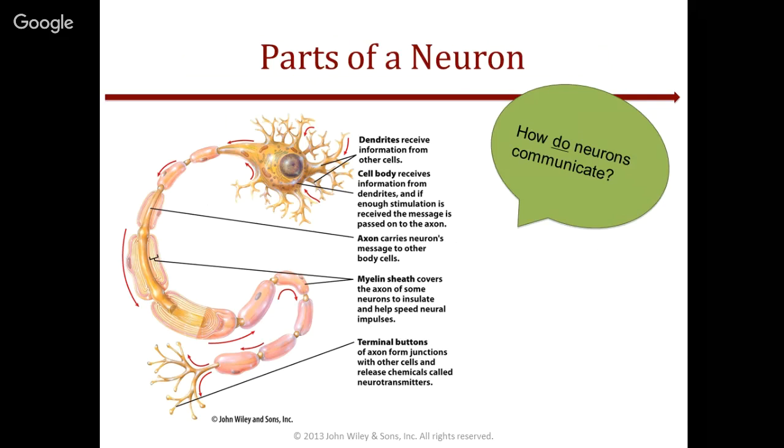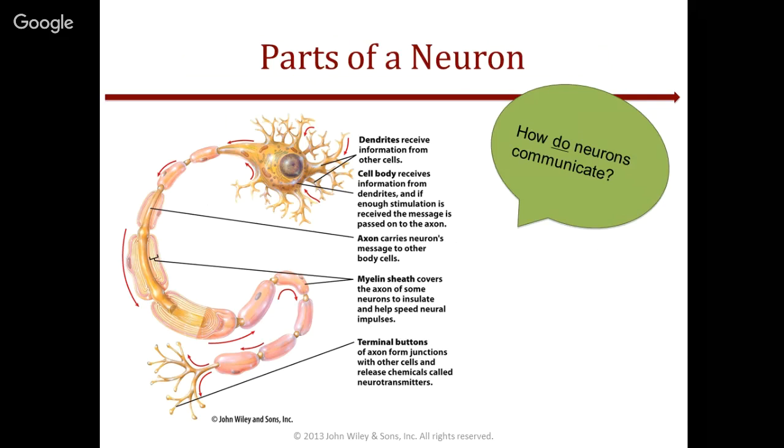You have your dendrites. Your dendrites receive the information from your other cell, while the actual cell body receives the information from the dendrites. So then once your cell body receives the information from your dendrites, that is then stimulated over and passed to your axon. So once the axon receives it, it carries that information to other body cells.